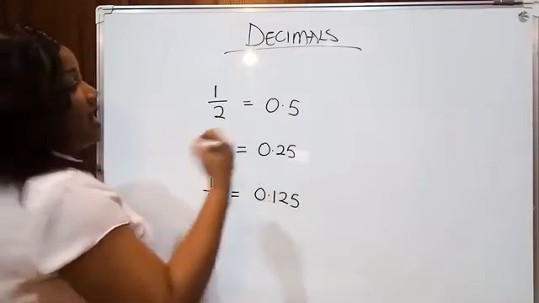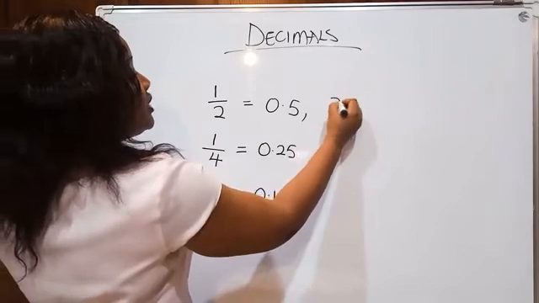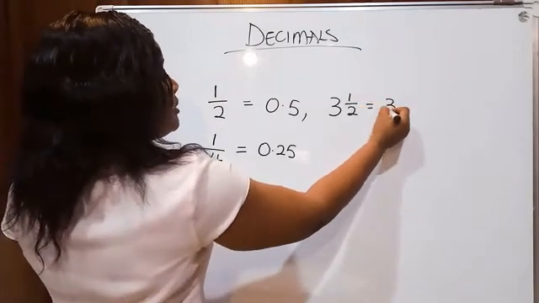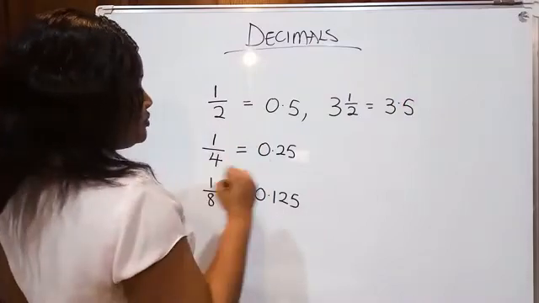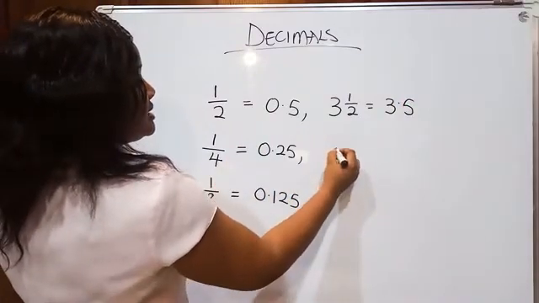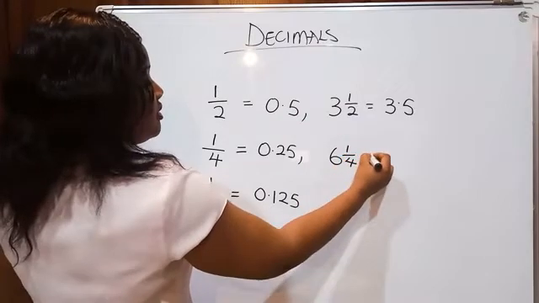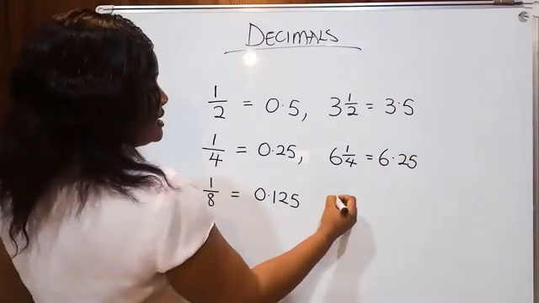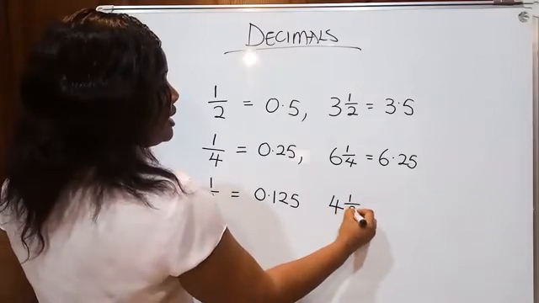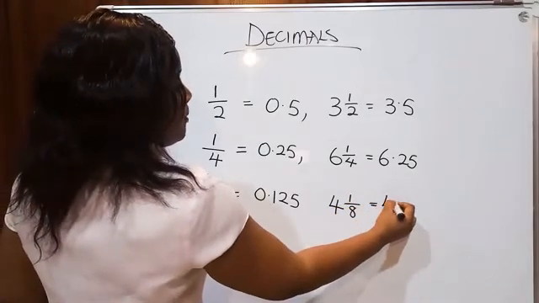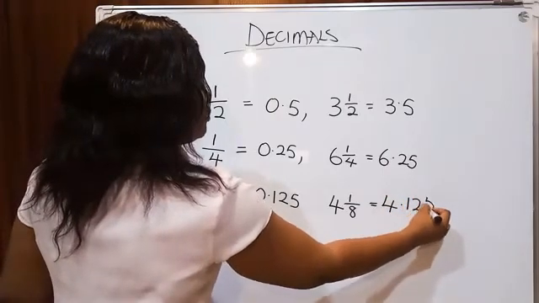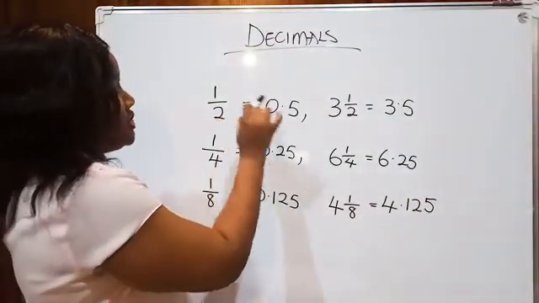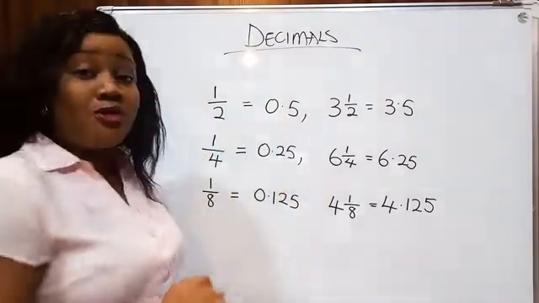And you can say 3 whole number 1/2 equals 3.5. Or you can say 6 whole number 1/4 equals 6.25. Then 4 whole number 1/8 equals 4.125. Later on, I'll show you how to convert fractions to decimals and how to convert decimals to fractions.